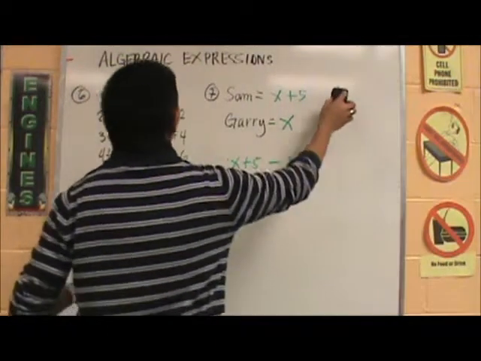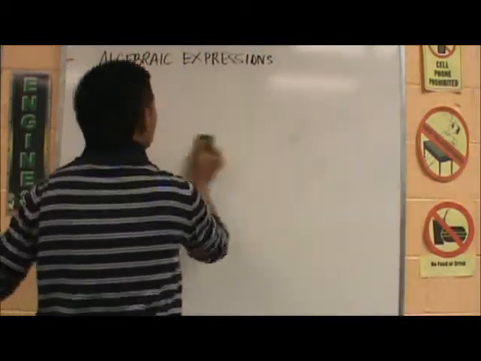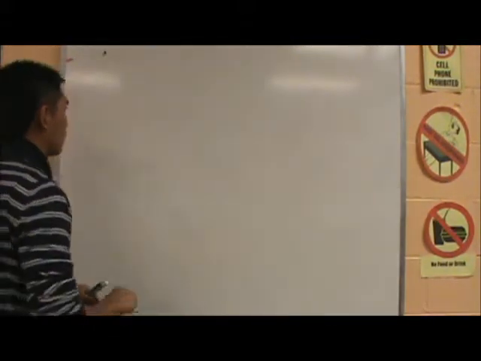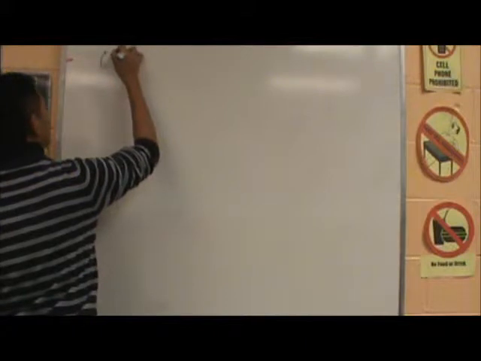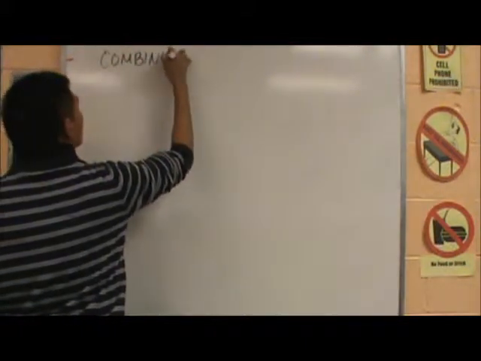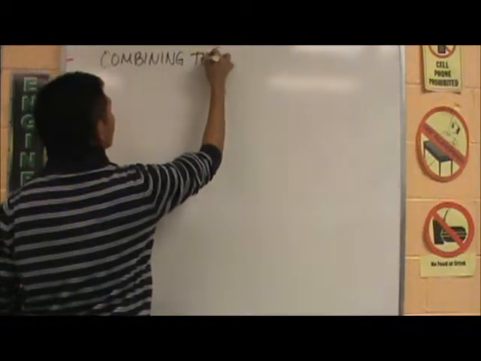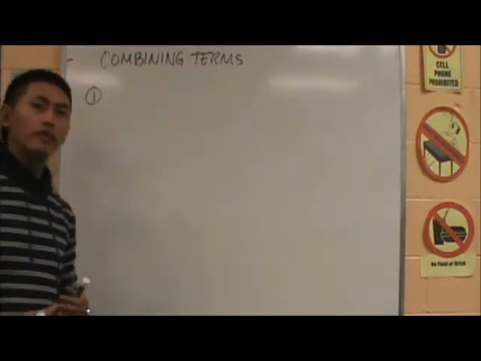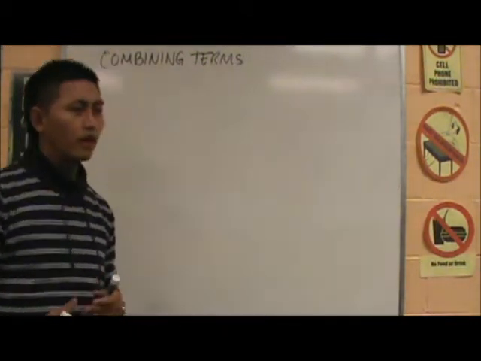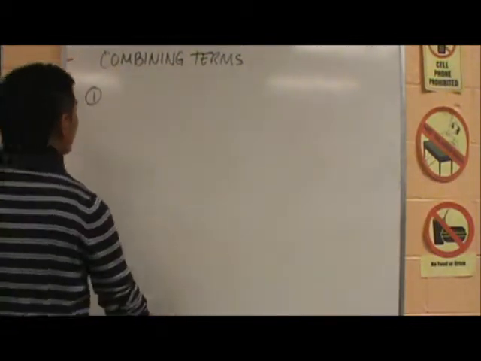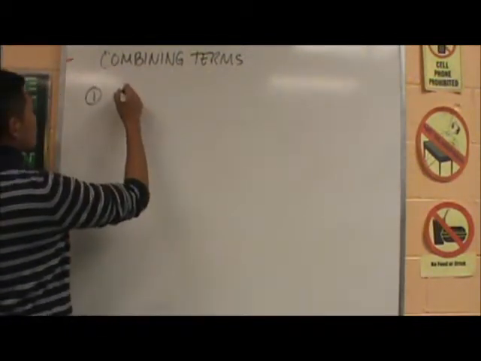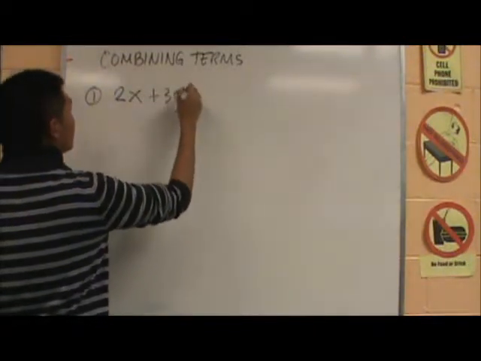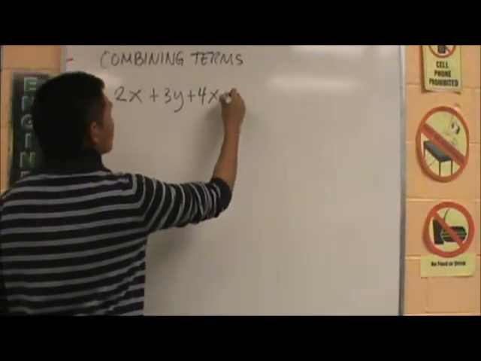Okay? So let's go to our last lesson, which is combining like terms. Now when we combine like terms, number one, you only combine terms that are alike, that are like terms. Okay, so for example, 2x plus 3y plus 4x plus 7y.